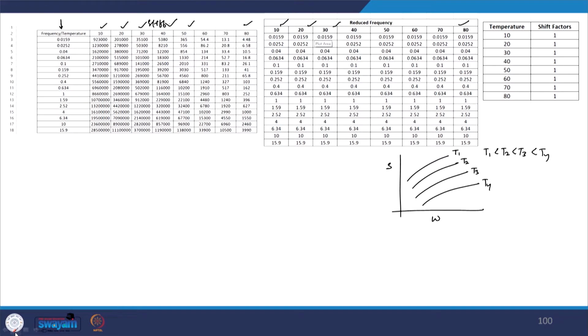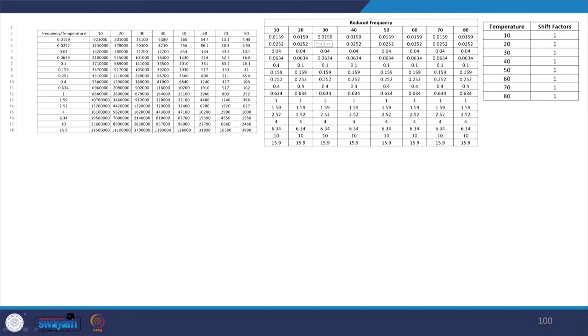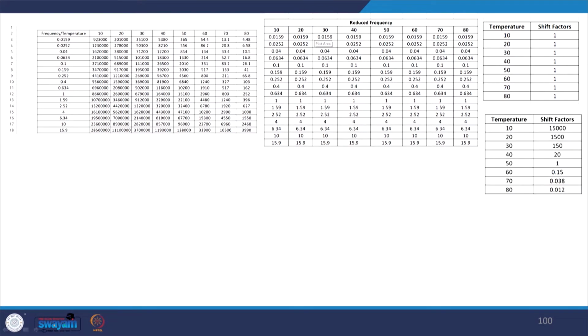Let us say that we are interested to develop the master curve at a given reference temperature, say 50 degrees Celsius. As I explained yesterday, what we are trying to do is multiply these x axis values at different temperatures with the corresponding shift factor, which is a function of the temperature, to shift to 50 degrees Celsius. Since I am interested in 50 degrees Celsius, the shift factor at 50 degrees Celsius is equal to 1.